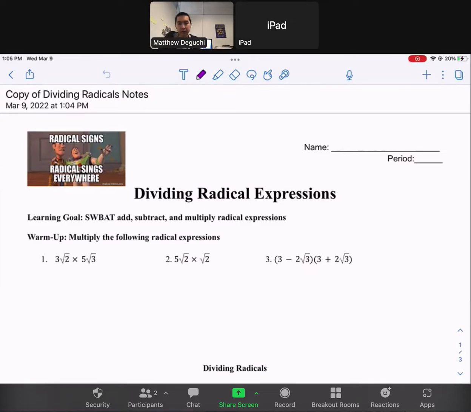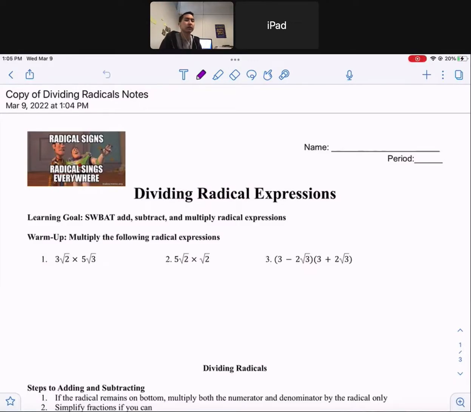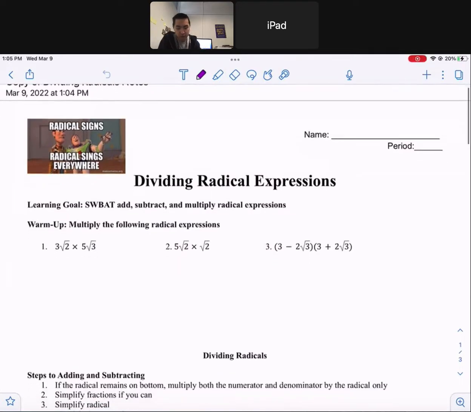Alright, hey guys, so here are your notes on dividing radical expressions. Learning goals: students will be able to add, subtract, multiply, and divide radical expressions today.